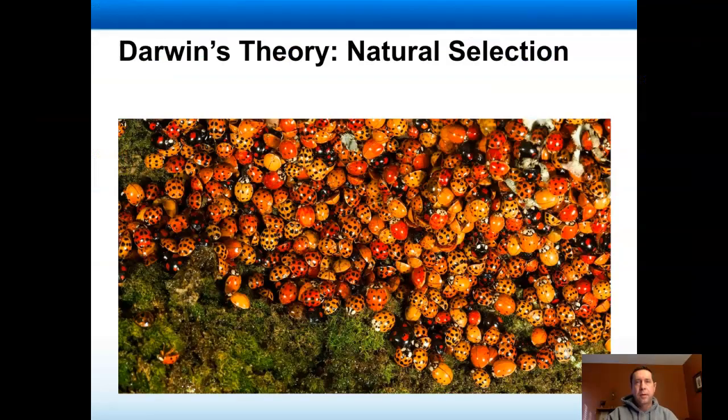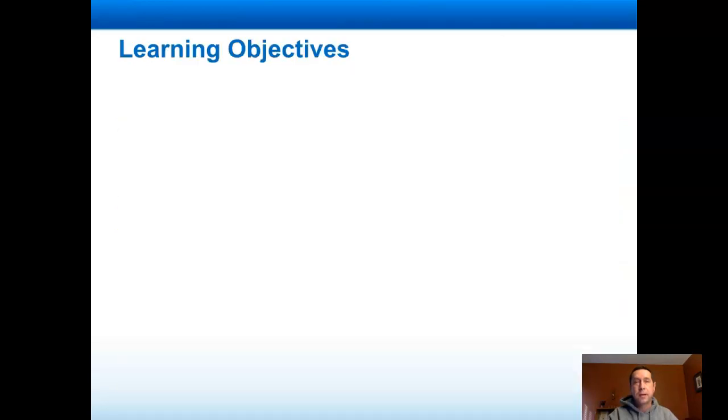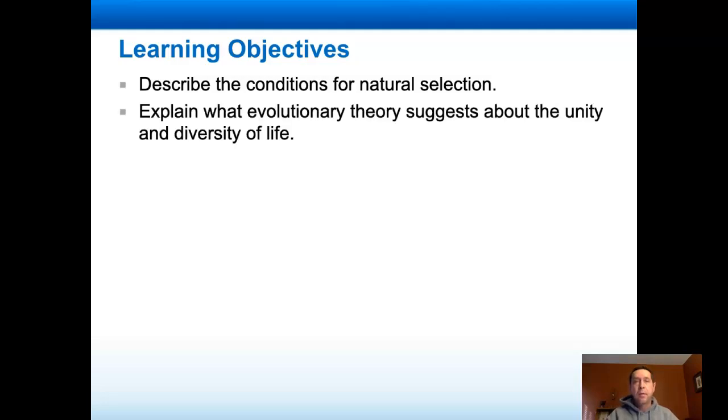All right, in this video, we're going to talk about some of the specifics that go along with Darwin's theory of evolution by means of natural selection. We're going to describe the conditions that are necessary for selection to occur, and what evolutionary theory suggests about the unity and diversity of life.